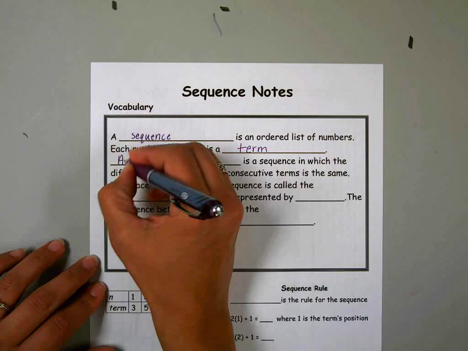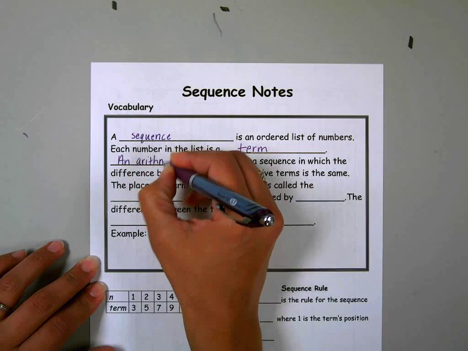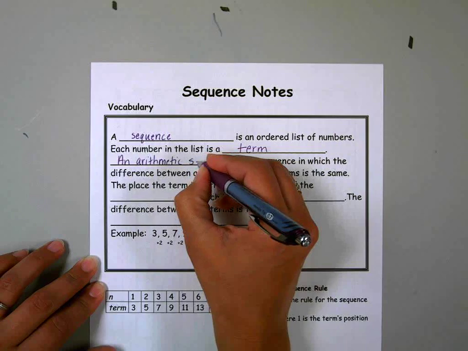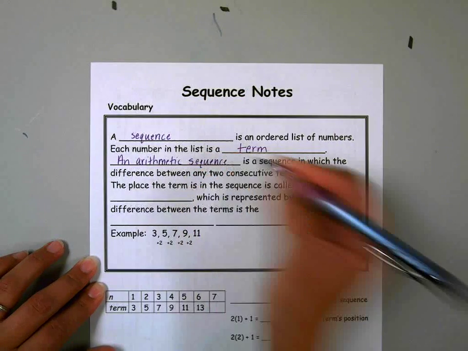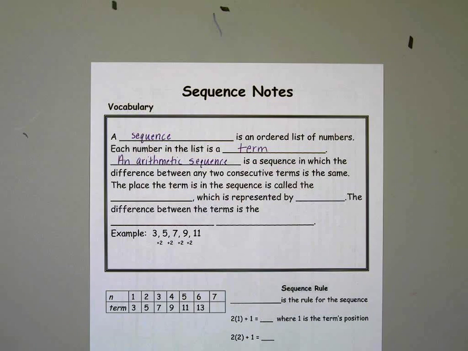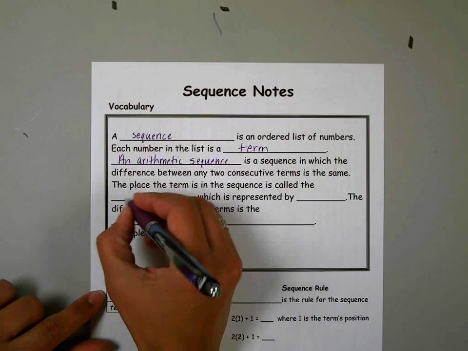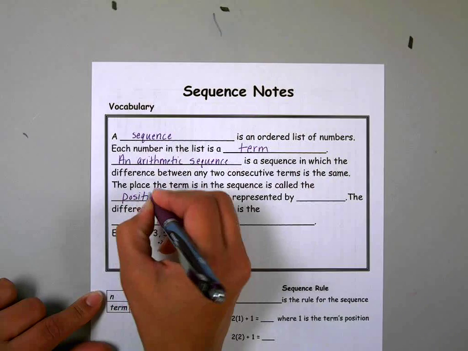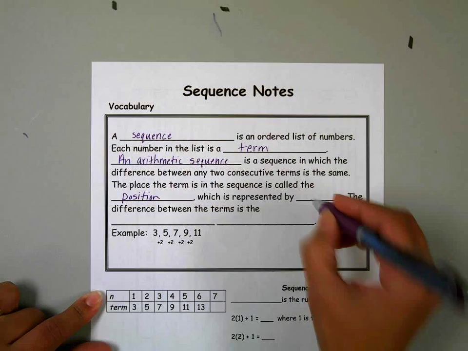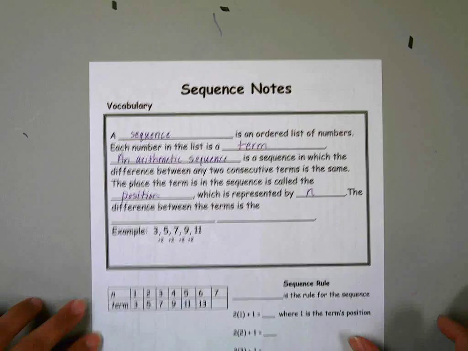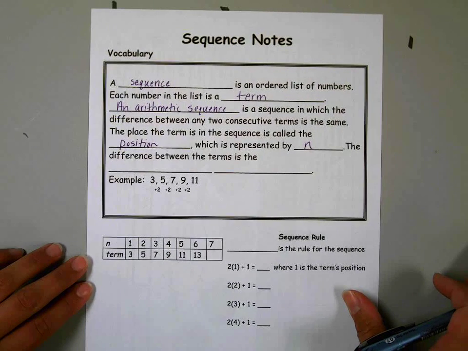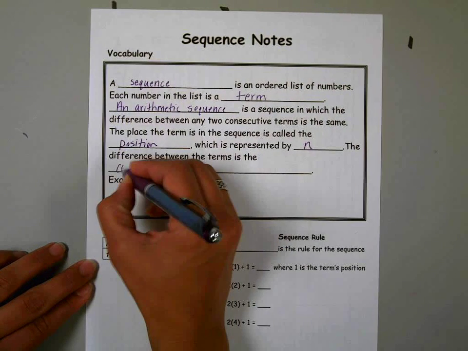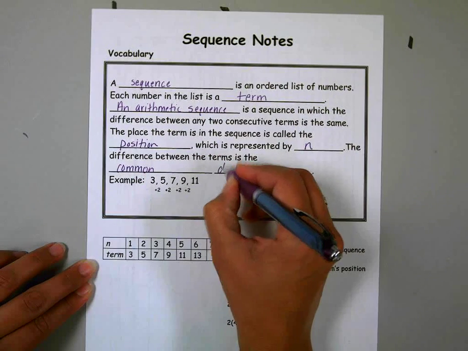An arithmetic, looks like arithmetic, an arithmetic sequence is a sequence in which the difference between any two consecutive terms is the same. I'm going to tell you what all this means in just a second. The place the term is in the sequence is called the position, which is represented by the variable n. N is always going to be the position. The difference between the terms is the common difference.